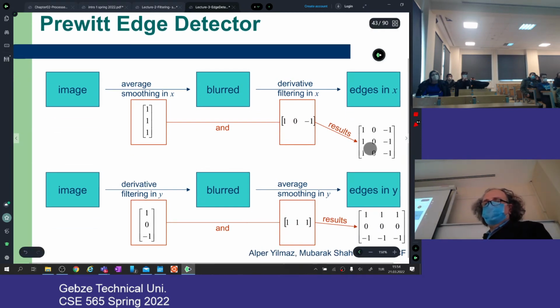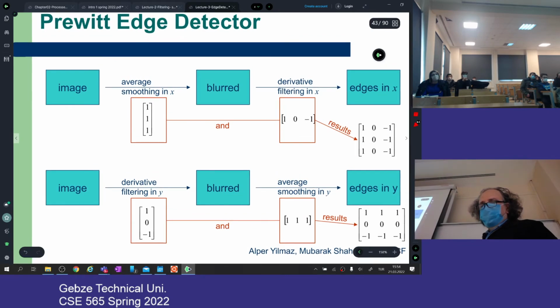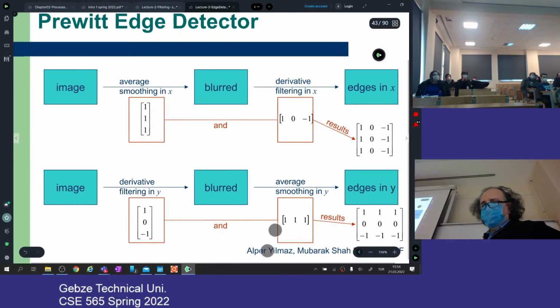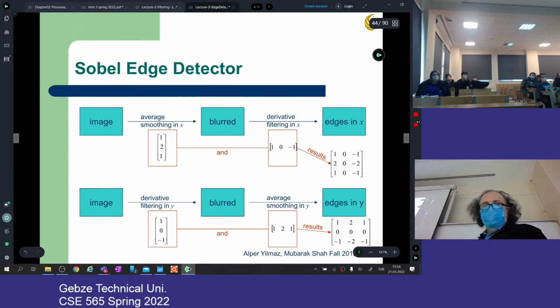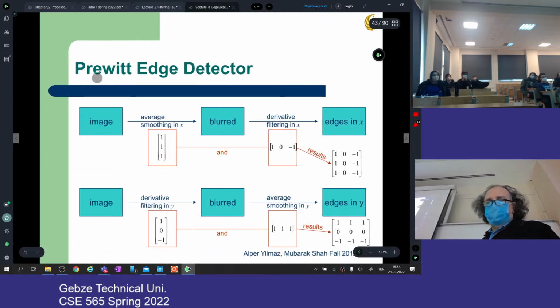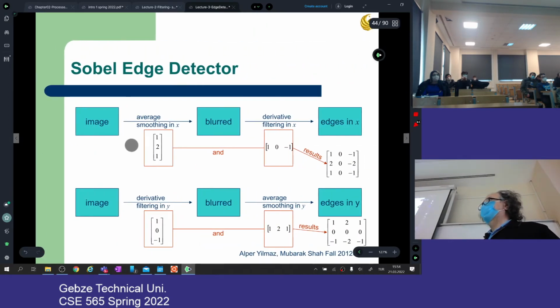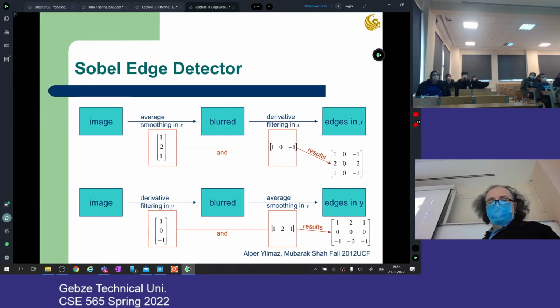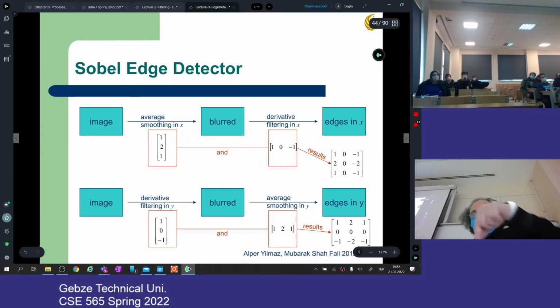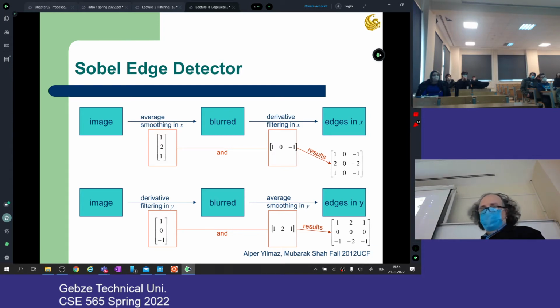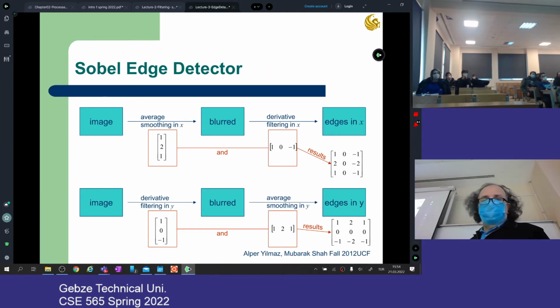So apply this filter to get the edges in the x direction, and apply this one. Again, this one is with the derivative in the y direction. Smoothing is that way, and this one will give me edges in the y direction. That's called the Prewitt edge detector. Sobel says that, well, let's not do equal smoothing, but more smoothing, more weight for the center pixel, and you get results like those. That's the only difference between Prewitt and Sobel.